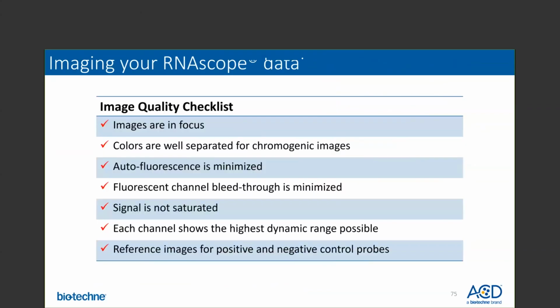Here is a checklist to review and to use to determine whether or not your image is of good enough quality to continue with analysis. Make sure your images are in focus. For chromogenic images, make sure the colors are well separated. For fluorescent images, ensure the fluorescent channel read-through is minimized. Minimize autofluorescence. Confirm that the signal is not saturated. And lastly, review reference images for positive and negative control probes, which are available for most combinations of tissue, type, and assays.